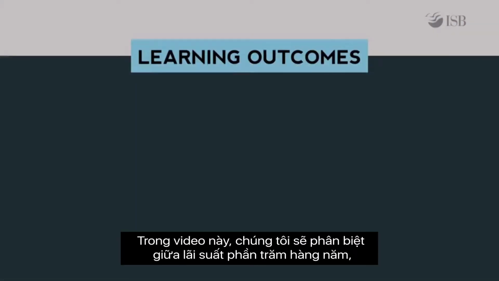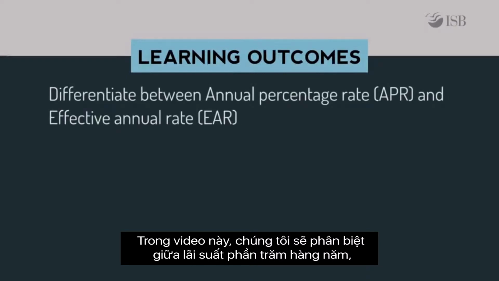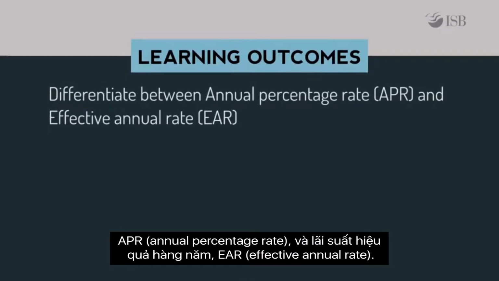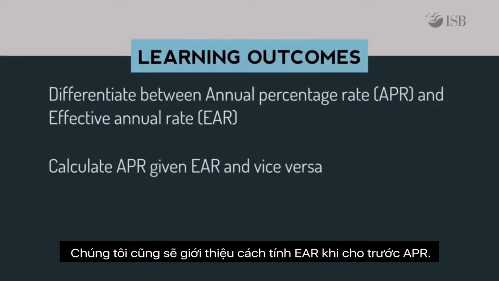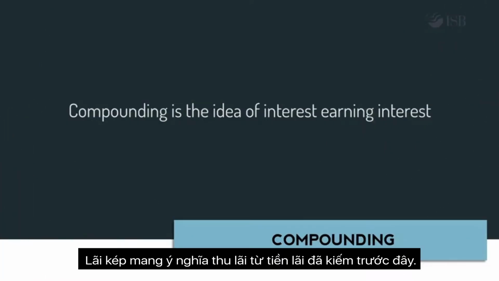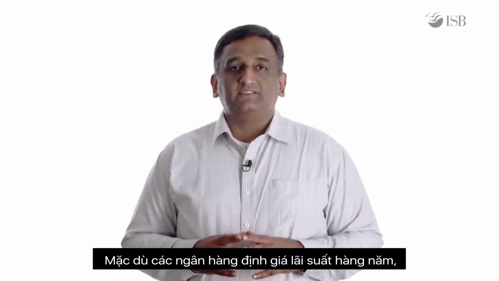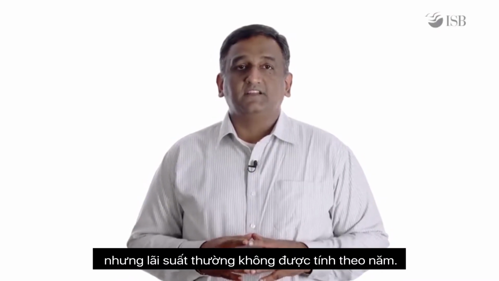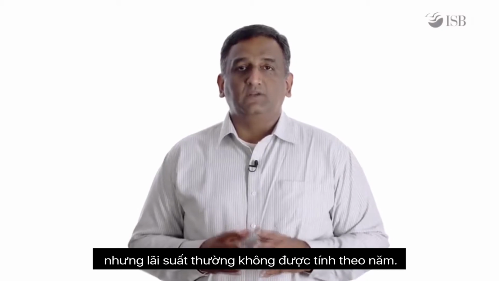In this video, we will distinguish between an annual percentage rate (APR) and effective annual rate (EAR). We will also see how to calculate an EAR given an APR. Compounding is the idea of earning interest on previously earned interest. Even though banks quote interest rates in annual terms, interest is usually not computed annually.